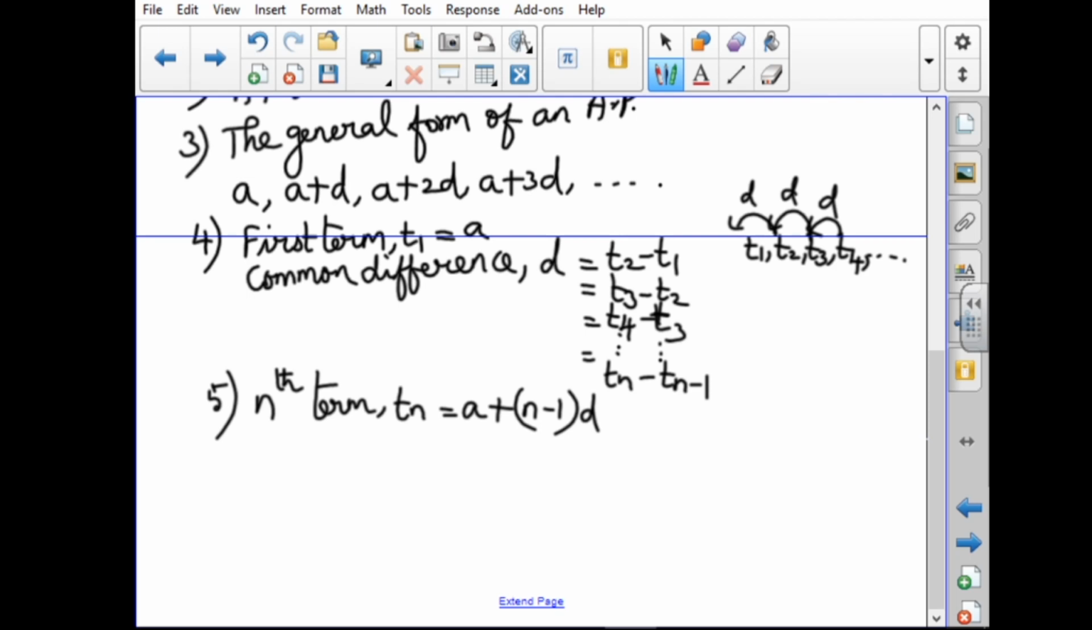Whereas the general form of an AP is given by A plus D, A plus 2D, A plus 3D, etc. This is an arithmetic sequence. Whereas this is denoted by a term.